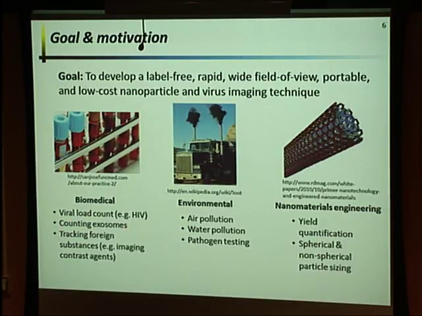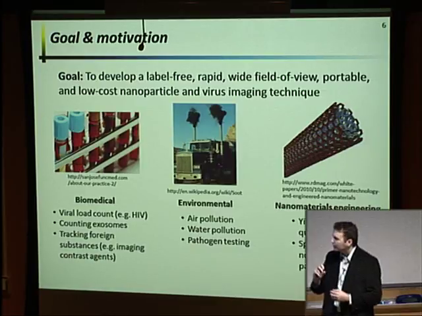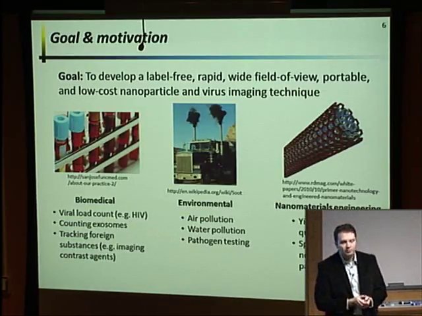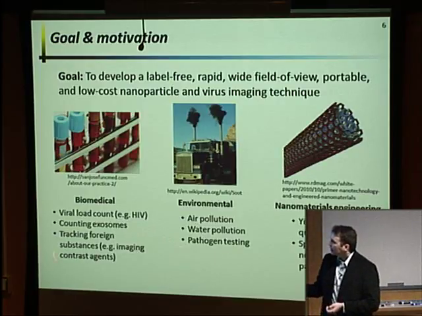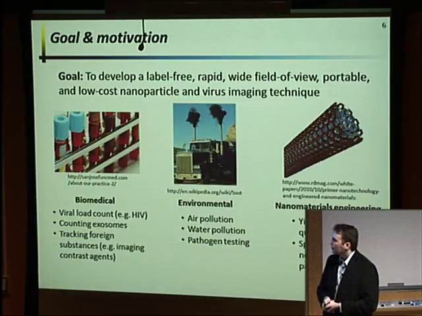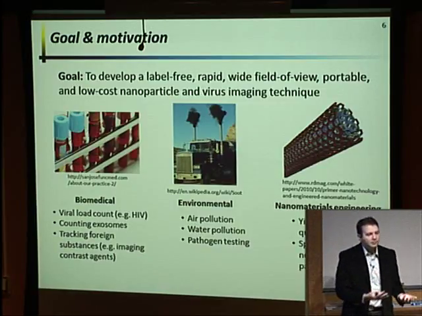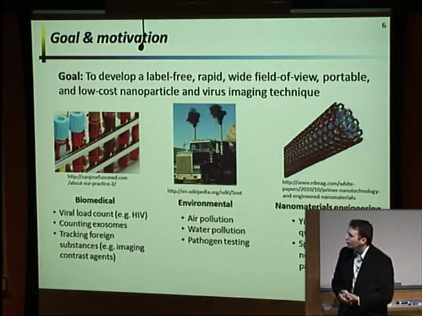Counting exosomes. So exosomes are small little particles that bud off of cells. You can imagine a little bit of the cell membrane buds off, and this can be useful for evaluating the progression of cancer, for example. Tracking foreign substances: if you introduce some sort of imaging contrast agents into the blood, you might want to track those. There are also environmental applications if you want to monitor the amount of nanomaterials in either the air or the water.